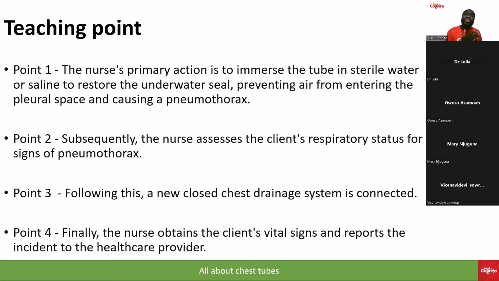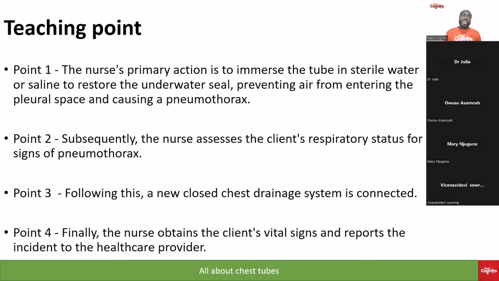And the teaching point is this. The nurse's primary action is to immerse the tube in sterile water or saline to restore that underwater seal. Because remember, the chest tube has come off, and those three components, the collection chamber, the underwater seal, and then the suction, right? So the underwater seal is broken. So you want to put it there quickly. And this is done to prevent air from entering the pleural space and causing pneumothorax.